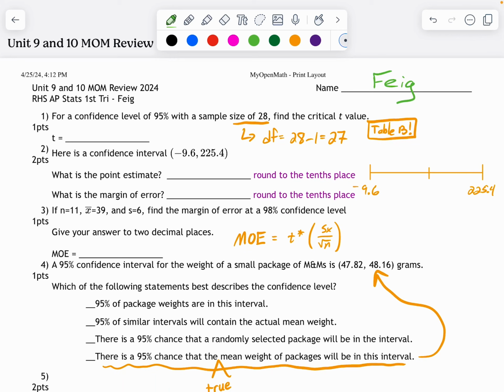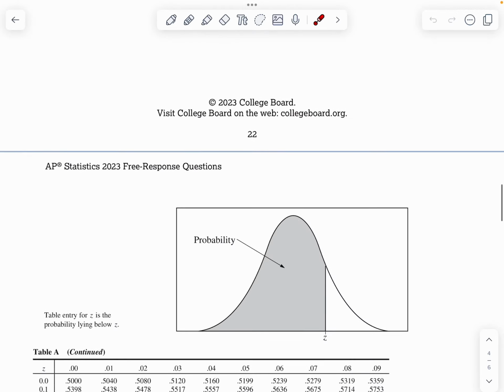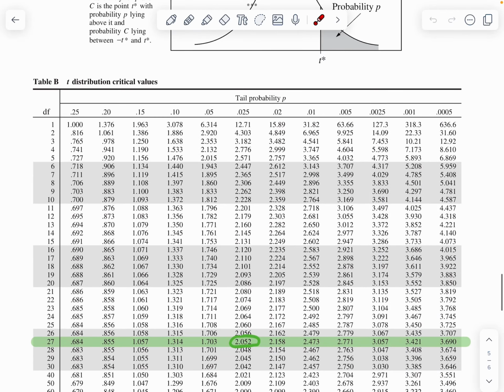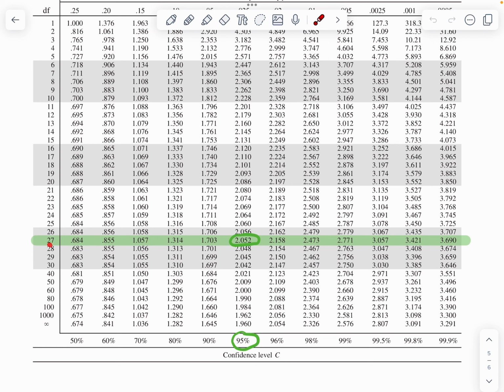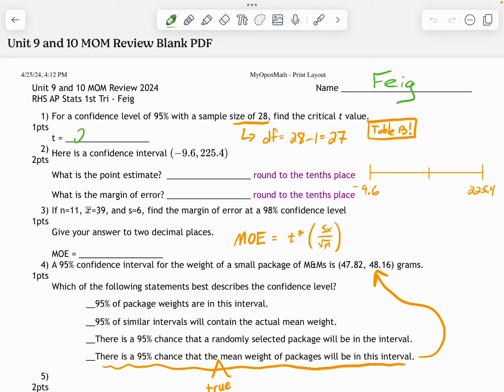Number one is reminding you how to find a critical value. And since we're doing a sample mean, it's a t value. So you take your sample size minus 1, and then you look at table B. I've already highlighted it. Table B, right here, 27 degrees of freedom, 95%, so there's your answer, 2.052. And I'm not even sure how it wants to round, so just be careful of that.